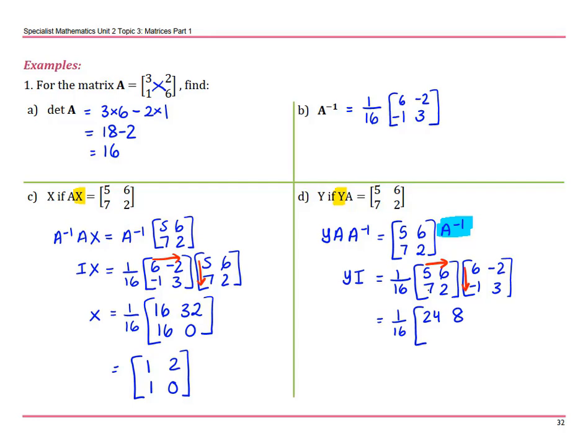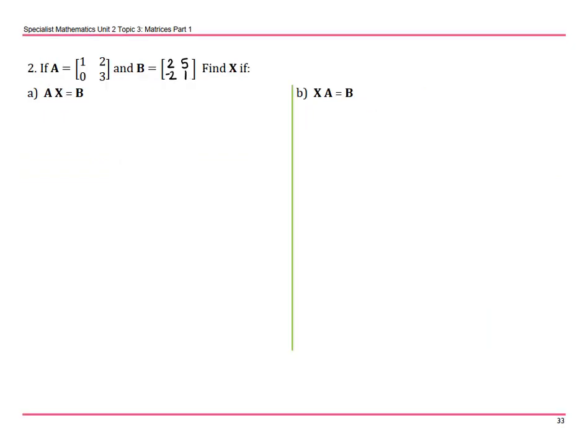Cross the next row down the column. 6 sevens are 42. 42 minus 2 is 40. Then we go last row, last column. 7 times negative 2 is negative 14. Negative 14 plus 6 is negative 8. Bringing that scalar in, you'll have 3 over 2, 1 over 2, 5 over 2, and negative a half.